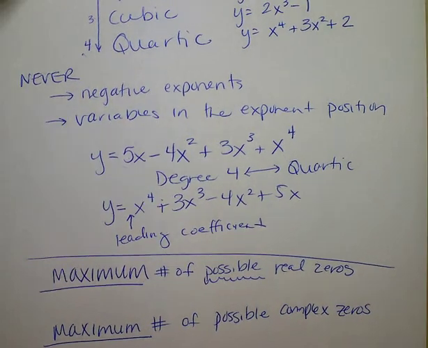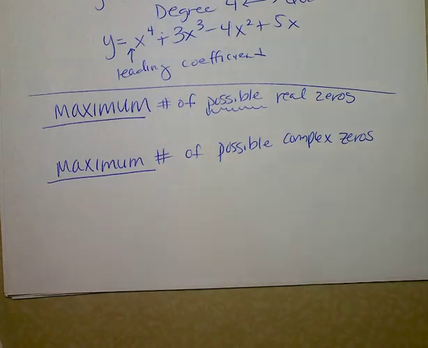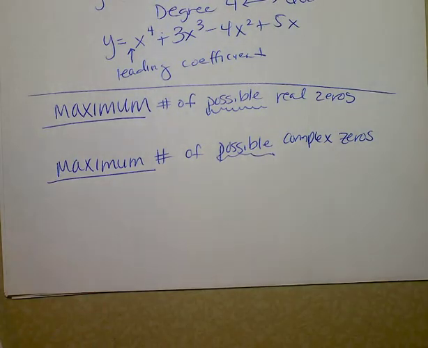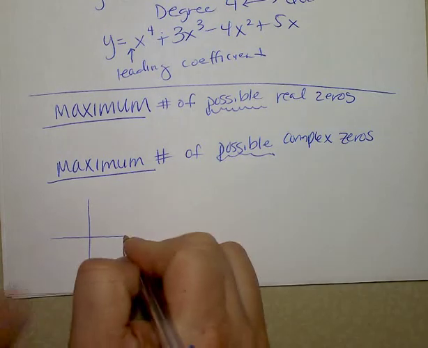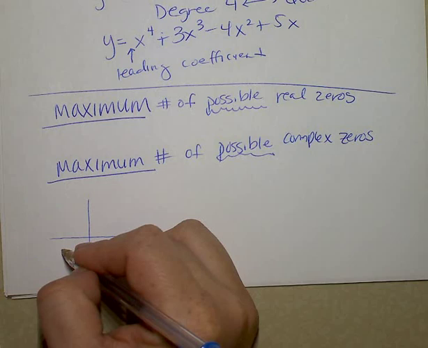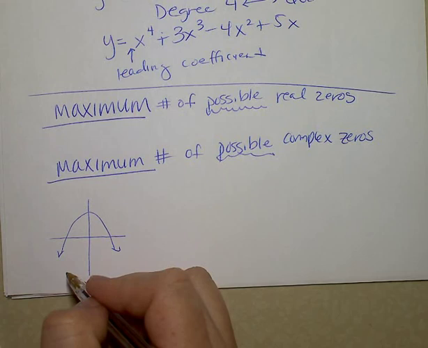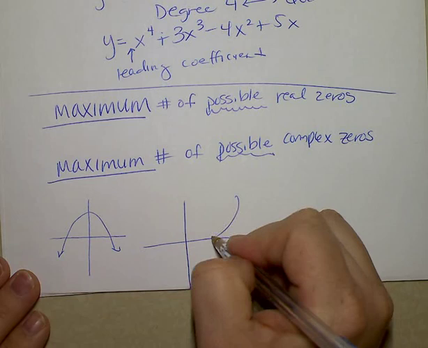So now we're going to talk about the zeros. And we're talking about the greatest possible, the maximum, but the key word here is possible. That means we haven't figured out yet if they're real or if they're complex. As a reminder, if we're talking quadratics and somebody said to you, just draw a picture of a quadratic function that has 2 real zeros. Here'd be an example. How do I know it has 2 real zeros? Because it crosses the x-axis how many times? Twice.